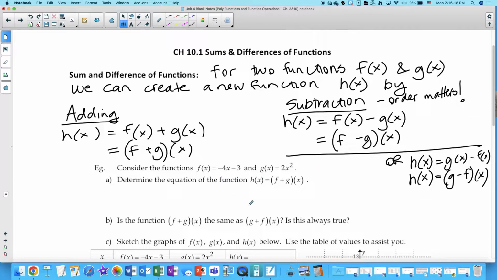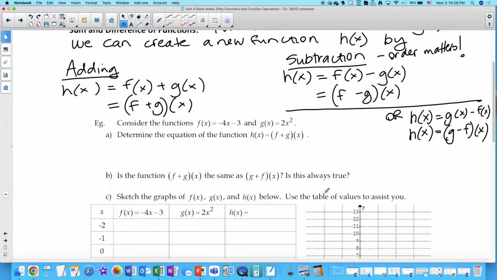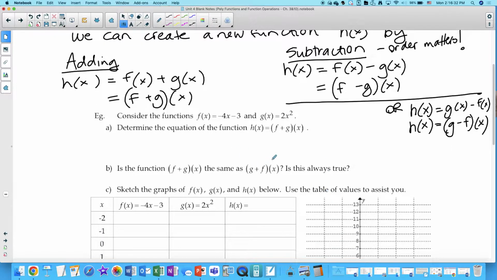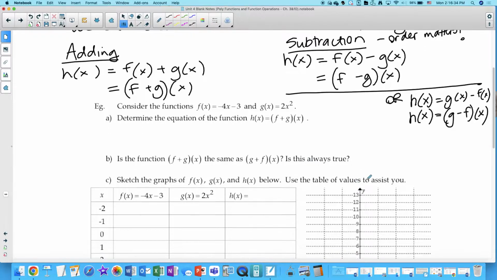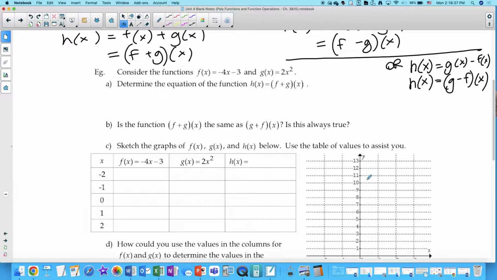All right, so consider the functions f of x equals negative 4x minus 3, and g of x equals 2x squared. Okay, so the first thing that we are going to do is determine the equation for the function h of x equals f plus g of x. Okay, so essentially f plus g of x is the same as f of x plus g of x. And now we can just sub each function in to that equation. So this f of x is negative 4x minus 3, and then plus 2x squared.